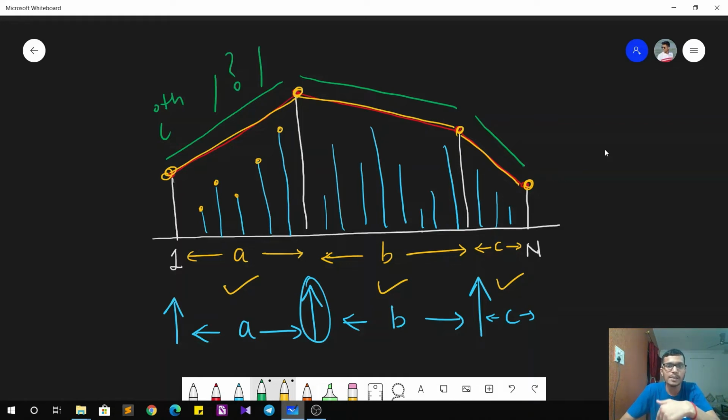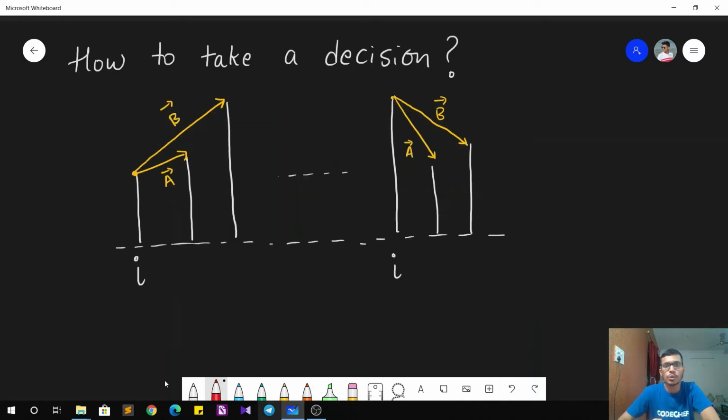So let's see the maths behind it. Now the only question that remains is how do I find a segment that is as far as possible from my ith segment? I should be able to take a decision: if I fix this ith segment and I have two options, option number 1 and option number 2, which one should I choose? That is, if 1 is visible from i but 2 is also visible from i and it is farther away, which one should I choose?